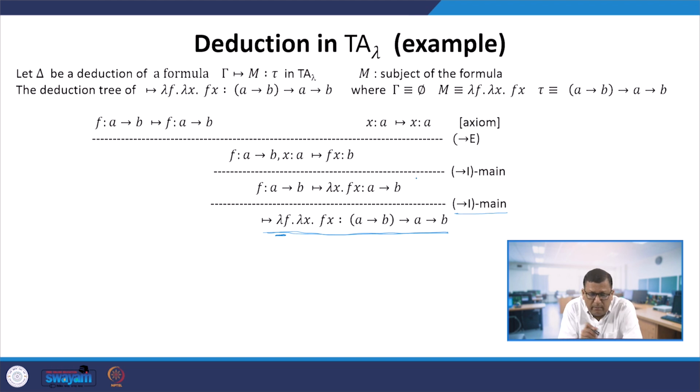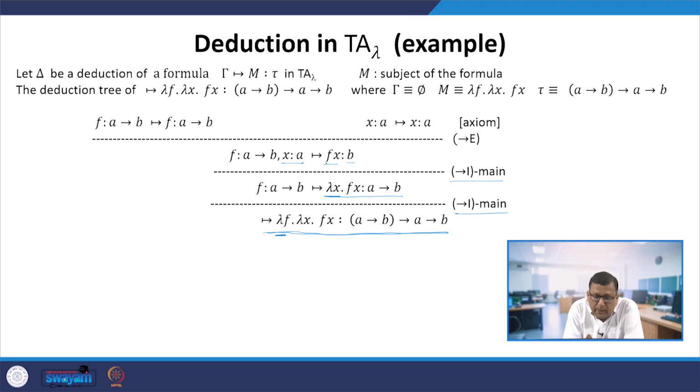In the same way, now we have lambda x here. In this step again arrow I is applicable. So what should the context be? The context should be what we had before: f has type a arrow b and x has type a, and the term fx has type b. If that is the case, when we apply arrow I, we get this part.